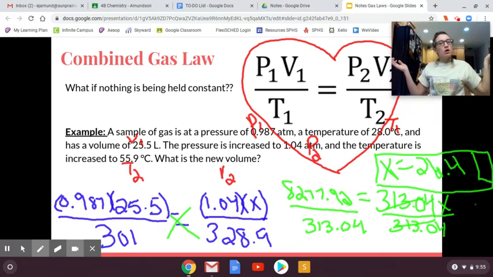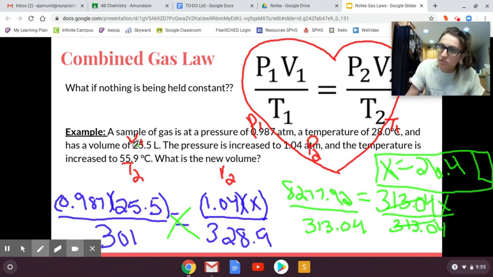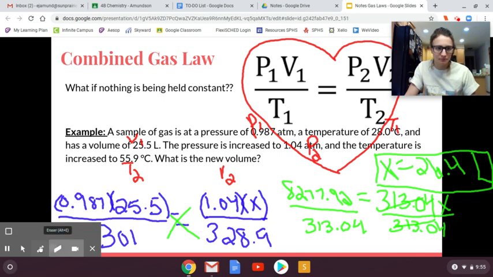So overall then, did it go up or down? Yeah, it went up because 25.5 was the original and 26.4 is the final. So overall, the volume still increased, which means that the increase in temperature must have been carrying a little bit more weight than the decrease in pressure, okay? So there's all of our work for that one.